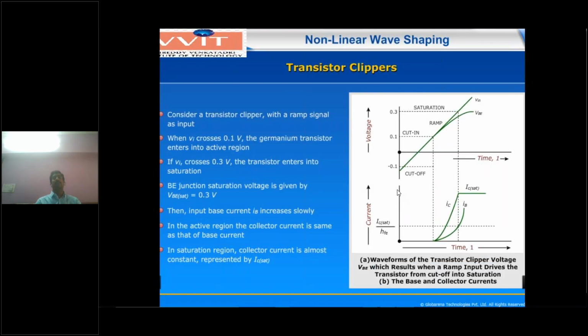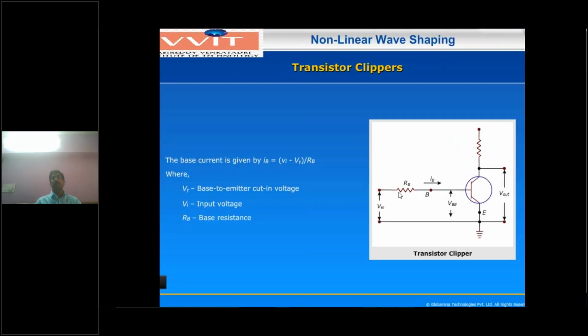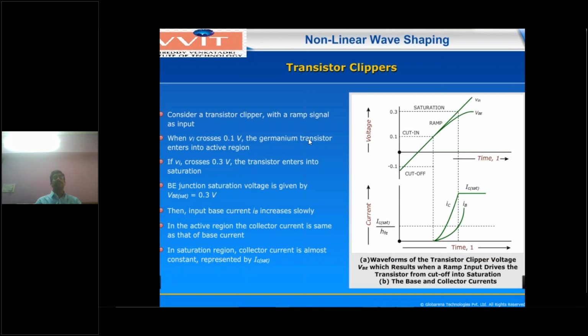What is the operation required? Here I am using a germanium transistor. For the germanium transistor, 0.1 volts is the cut-in voltage, so the V gamma value is 0.1. Similarly, at 0.3 volts the transistor goes into saturation. That means whenever the input voltage is above 0.1 volts, the transistor goes into the active region. Whenever the input voltage is greater than 0.3, the transistor goes into saturation. This is an NPN germanium transistor.